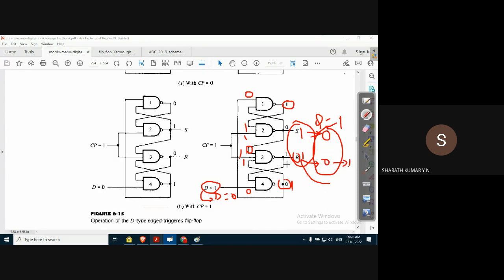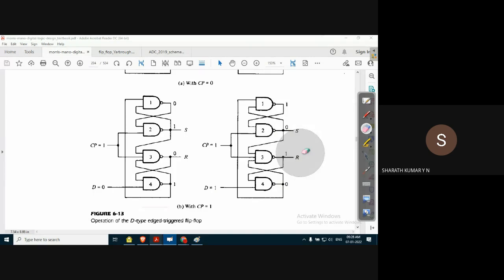When R is 1, let us see how the other gates change. This will not make any difference for the output of the fourth NAND gate, because it remains 1. Oh, I made a mistake. Sorry, this was 0 actually. Initially let us take 1, 1. So now D is set to 0. I forgot that.